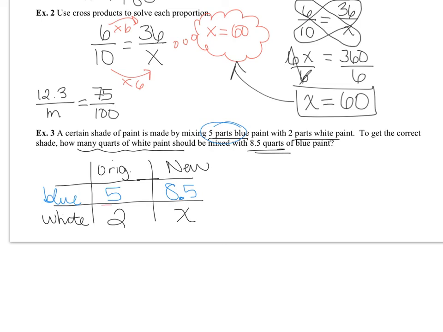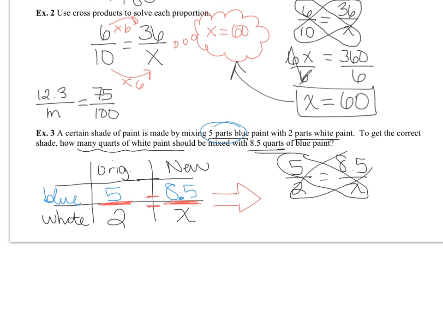If you see here, we've got a proportion hidden in our table. I'm going to go ahead and write that out to the side so we can set up our cross products and solve. 5 halves equals 8.5 over X. Cross products, Billy Bob Joe the butterfly, start with the wing with the variable. 5x, 8.5 times 2 is 17. Divide both sides by 5 to solve my equation.